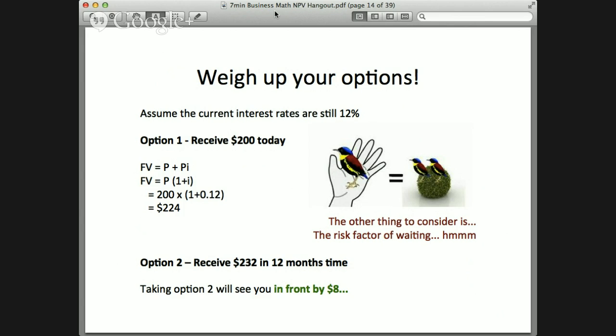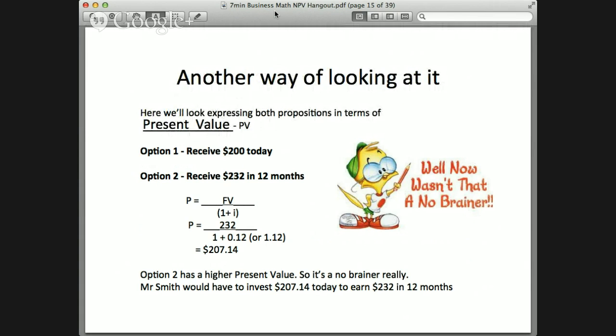But when it comes to investing in business, it's best to use these formulas in order to help you get there much more effectively, making great decisions. So another way of looking at it. We're looking at expressing both propositions in terms of present value. So again, $200 today. Option 2, receive $232 in 12 months.